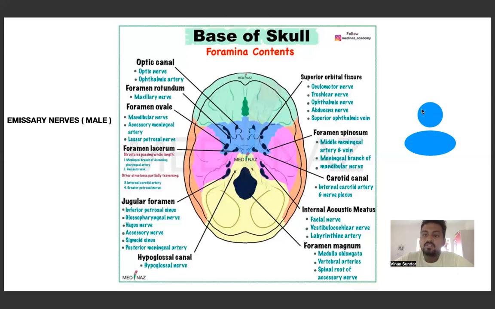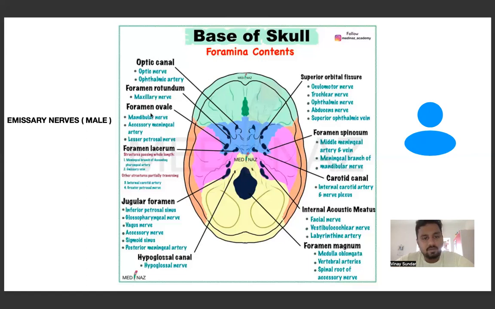So the one which is on top is for the maxilla, and the one which is at the bottom is for the mandible. So the maxillary nerve passes through the foramen rotundum, and the mandibular nerve passes through the foramen ovale here. Got it?